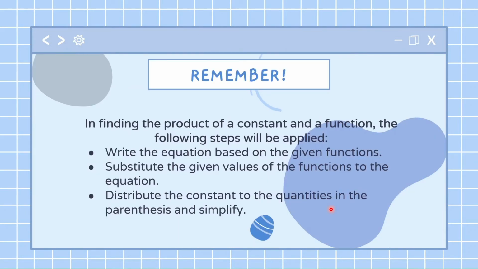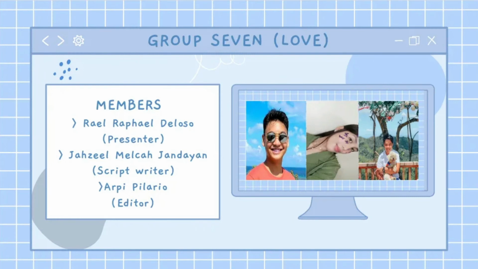Now, remember these steps. In finding the product of a constant and a function, the following steps will be applied. Write the equation based on the given functions, substitute the given values of the functions to the equation, distribute the constant to the quantities in the parentheses, and simplify. Now, write the equation, substitute, and distribute. Write, substitute, and distribute. And we are finally done.